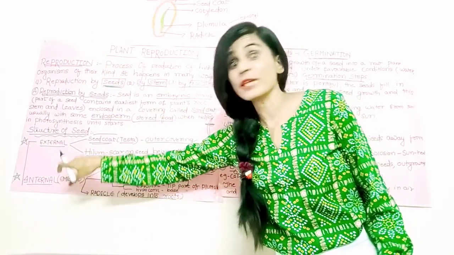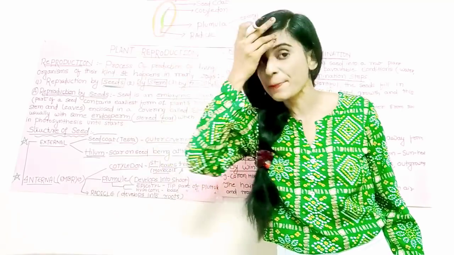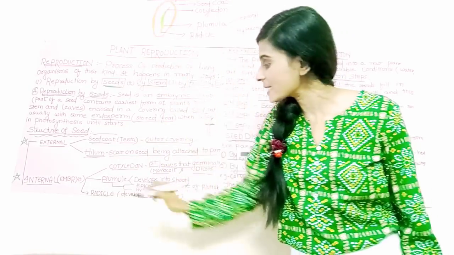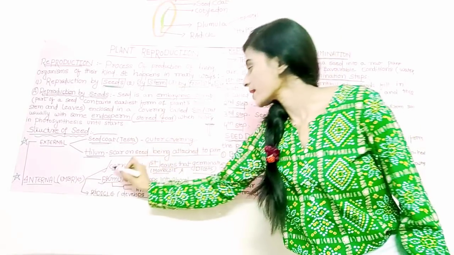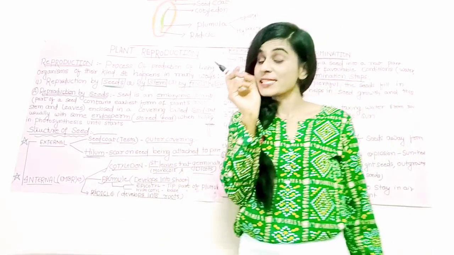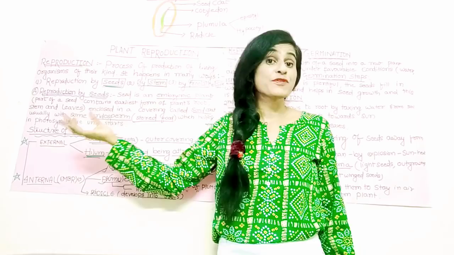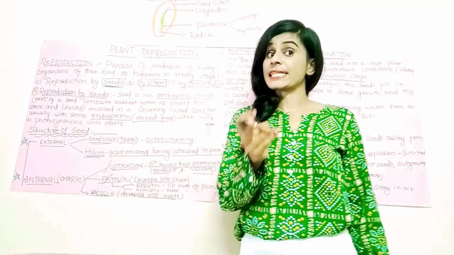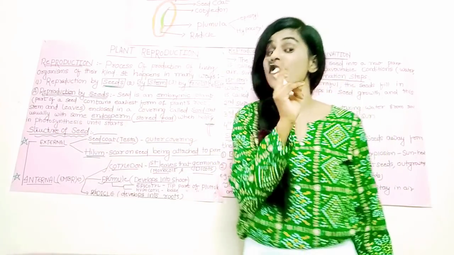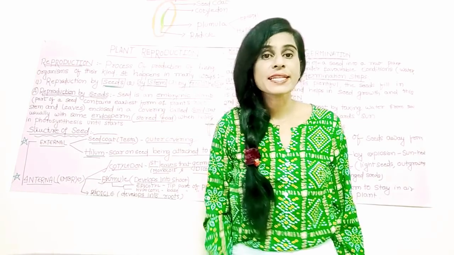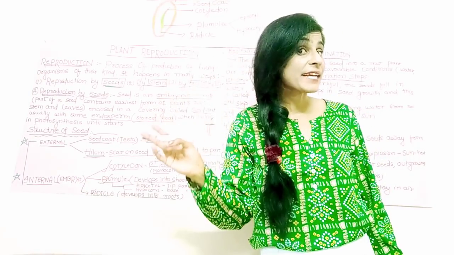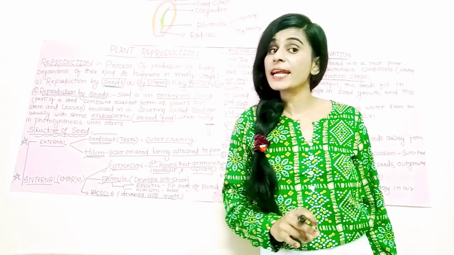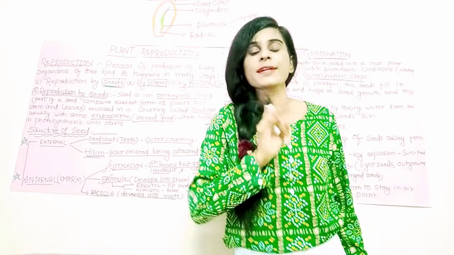Next, we enter into the internal part. It's called the embryo. And how many parts does it have? Three. Cotyledons, plumule and radicle. Cotyledons means the first embryonic leaf which will germinate. If a seed contains only one embryonic leaf, what is it called? Monocotyledons. If two embryonic leaves are present, it is called dicotyledons.